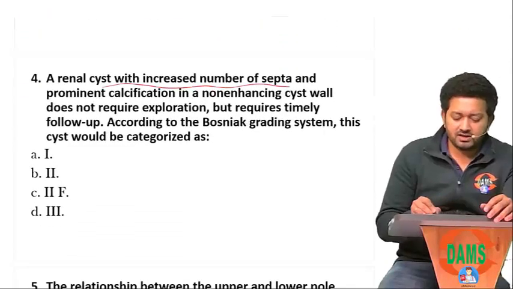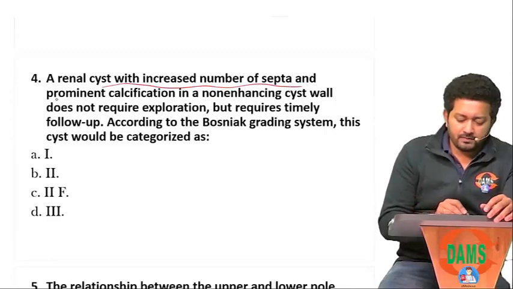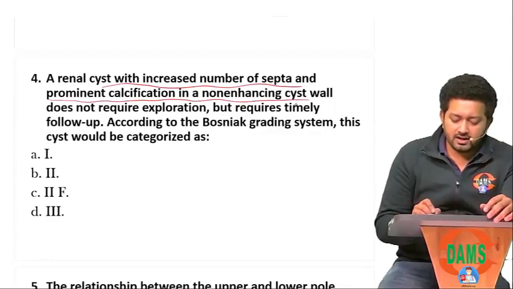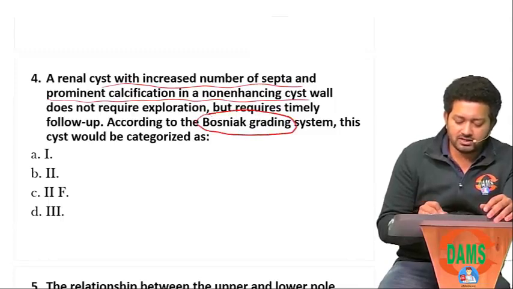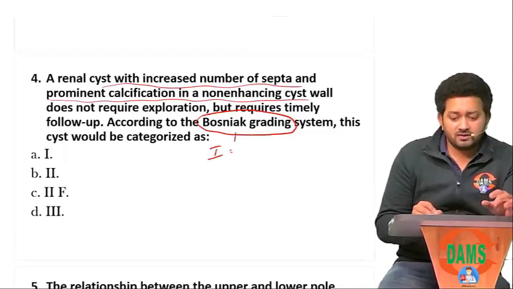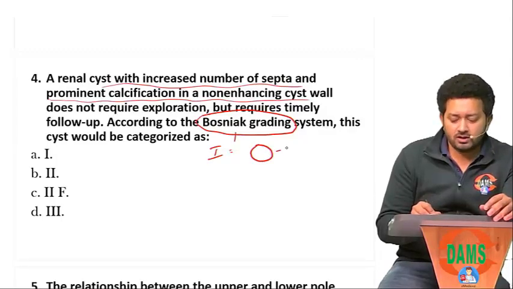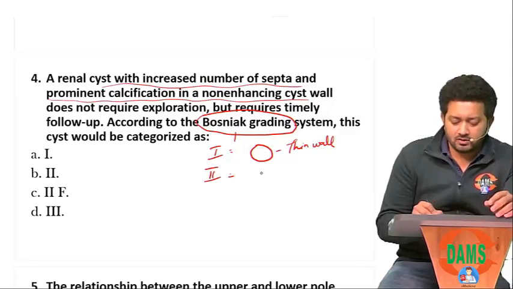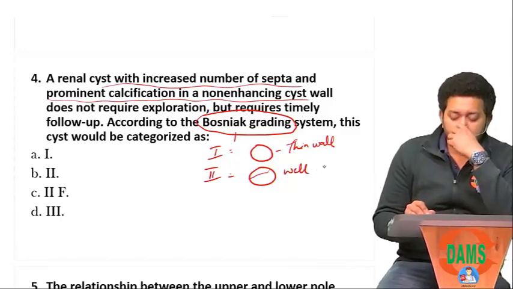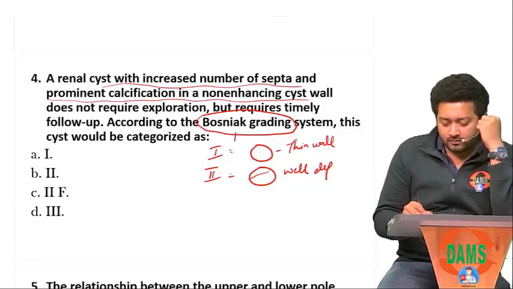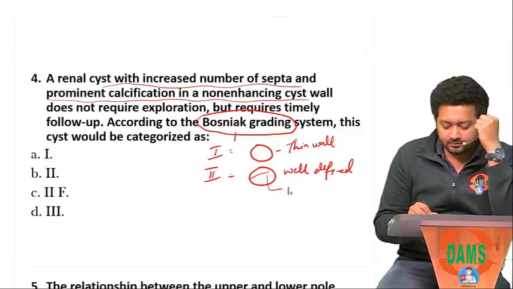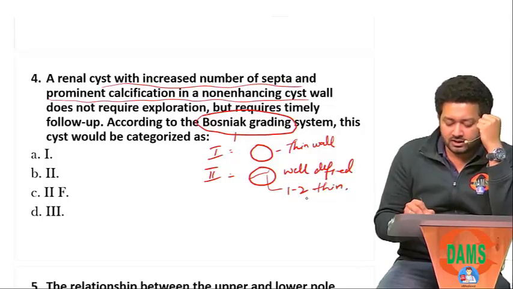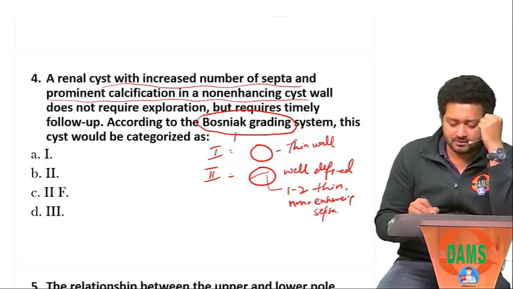For the renal cyst with increased number of septa and prominent calcification in a non-enhancing cyst wall. As per the Bosniak classification, class 1 cyst is a thin-walled cyst which does not have any septation inside. Class 2 is a well-defined wall with 1 or 2 thin non-enhancing septa.